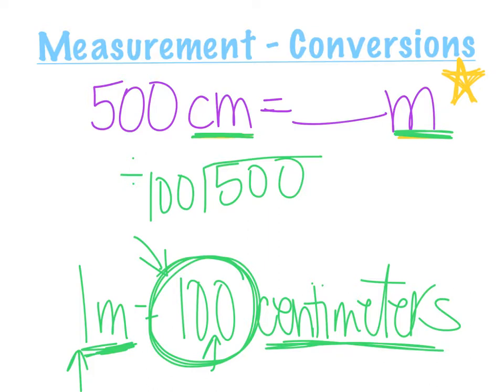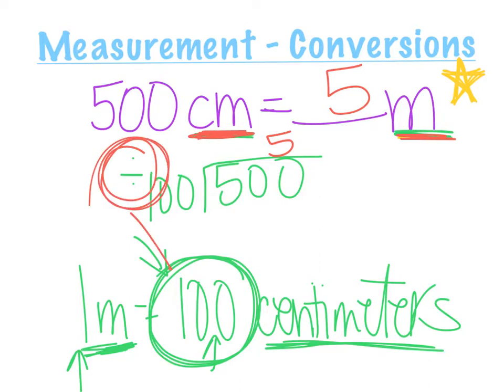Dividing 500 by 100 gives you what answer? That's right, 5. So 500 centimeters equals 5 meters. Because I'm going from a small unit to a big unit, I'm going to divide. And I divided by what the conversion was. So here, 1 meter was 100 centimeters, so I divided 500 by 100, and it gave me 5. Okay, let's try another one.